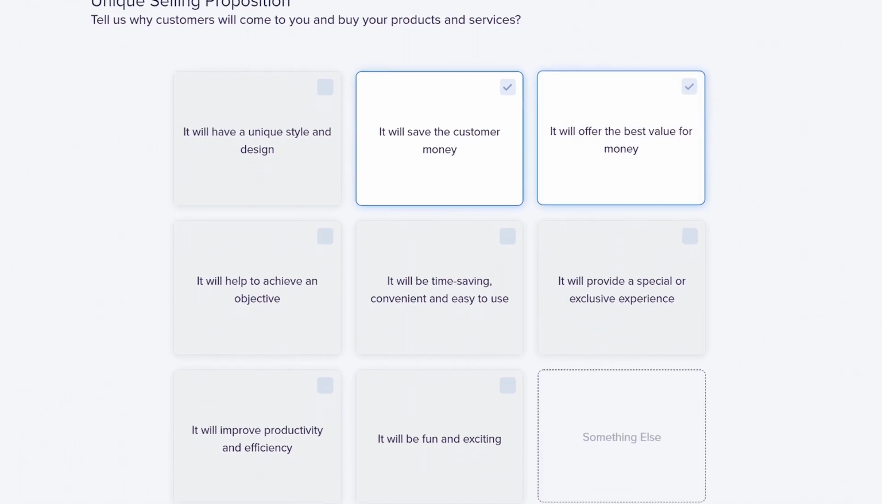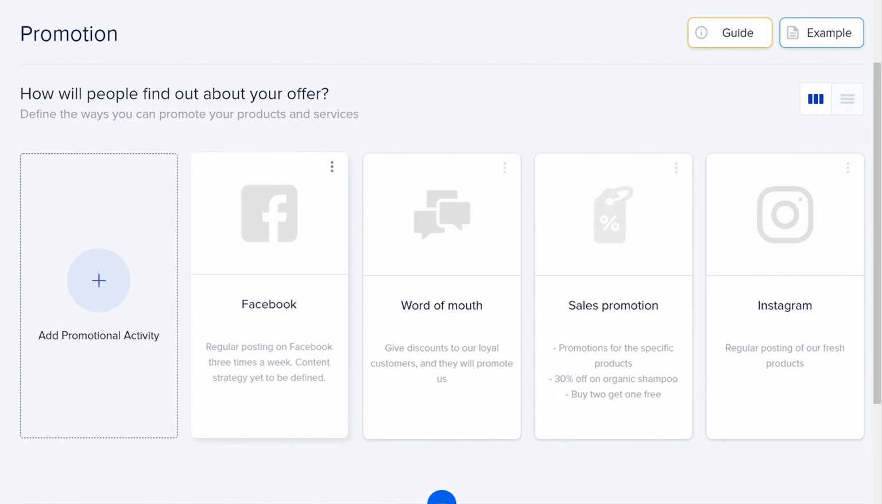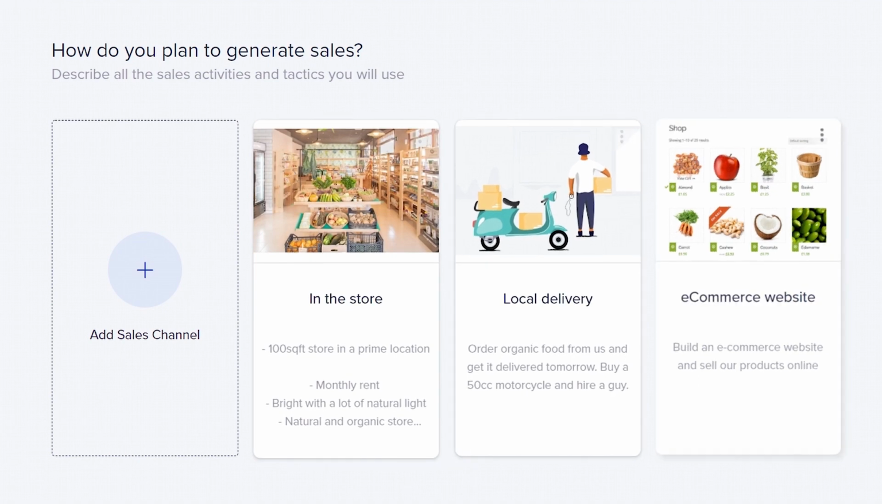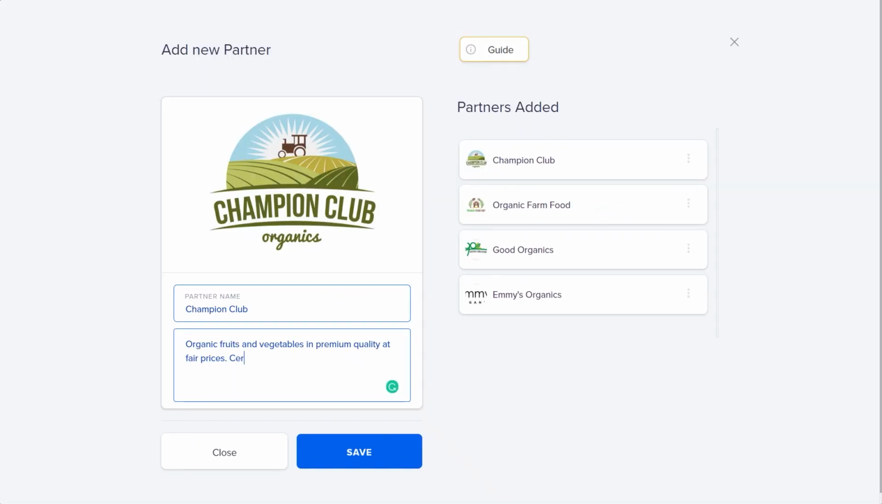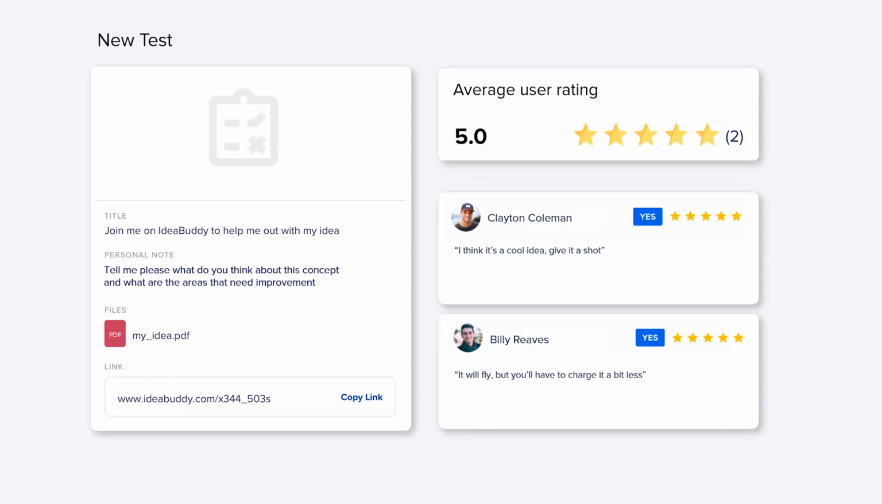Then define your unique selling proposition and your product portfolio. After that, you can explain how you will promote your products and services. Define the sales methods you will use, and describe your relationships with suppliers and other business partners. The last step is to share the business concept with others and get their feedback and rating.